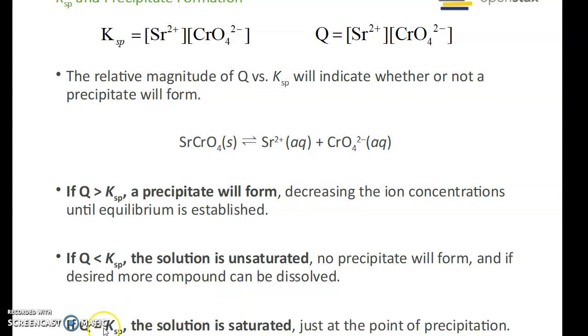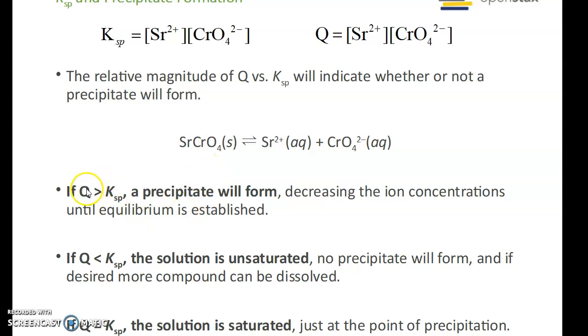If a solution is saturated, Q equals KSP, and this is just at the point of precipitation. When it is equal to that, that means you have as many ions being formed here as you have ions going back this way. That's the reason why you have the forward arrow and the backward arrow. Forward arrow and backward arrow means you're at an equilibrium. This does not mean that nothing's happening. Quite a bit is happening. This is still dissolving into this, but the amount that is dissolving is equal to the amount of these that are forming back into solid materials. That's a saturated solution.